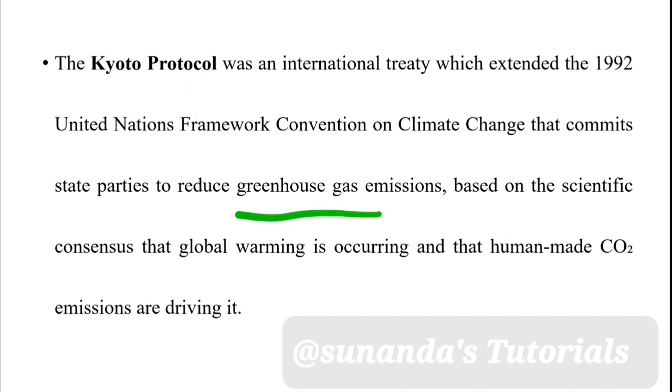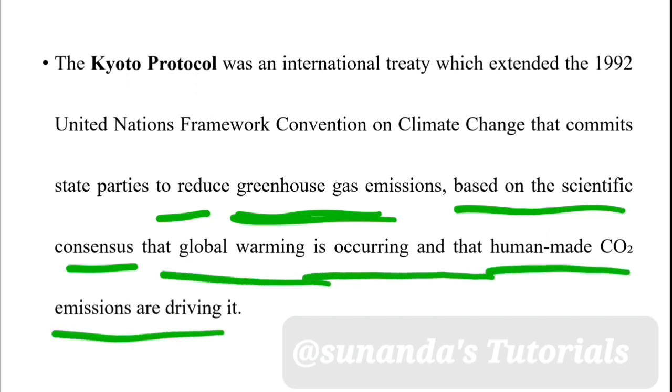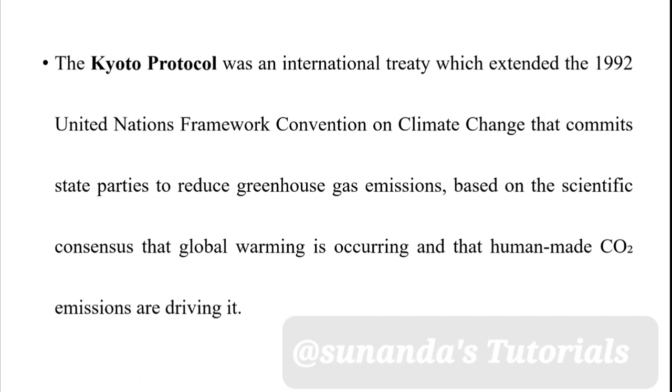The Kyoto Protocol is an international treaty or international meeting of several countries, and they plan there how to mitigate the greenhouse effect or how to reduce the greenhouse emissions, based on scientific consensus that global warming is occurring and that human-made carbon dioxide emissions are driving it.